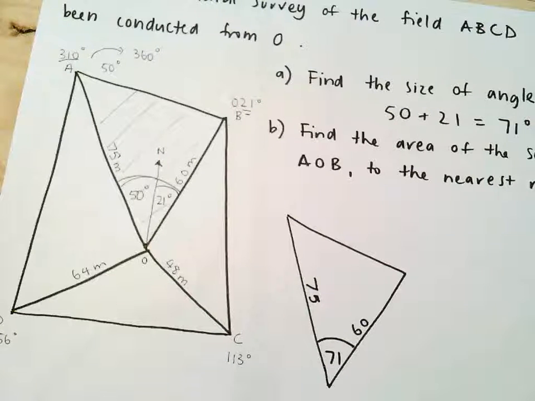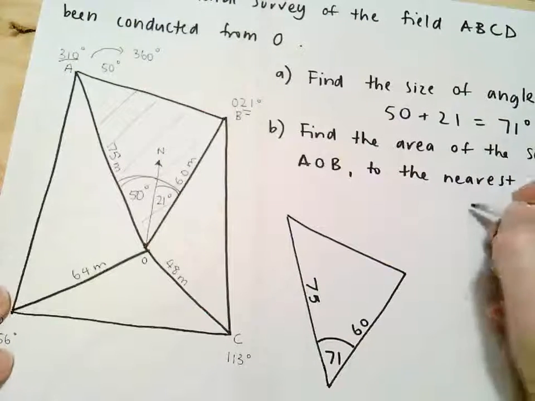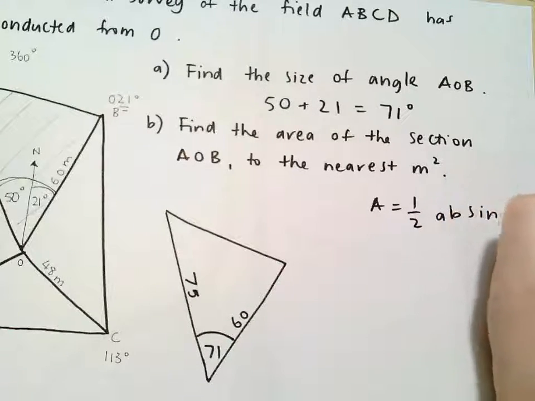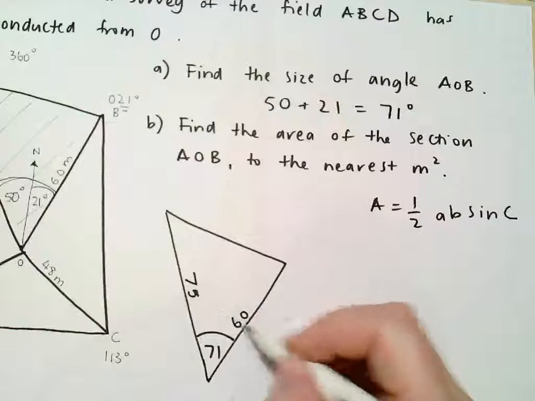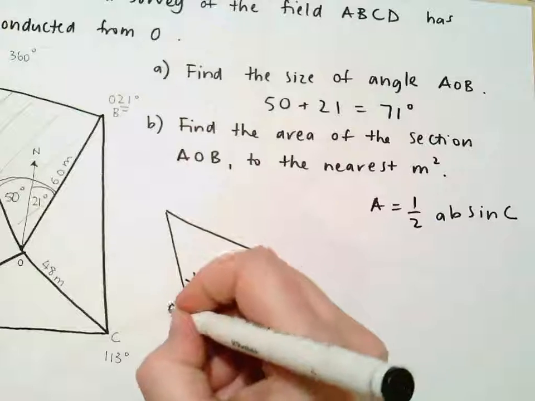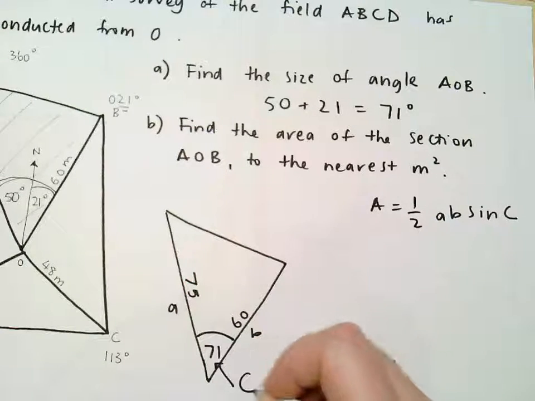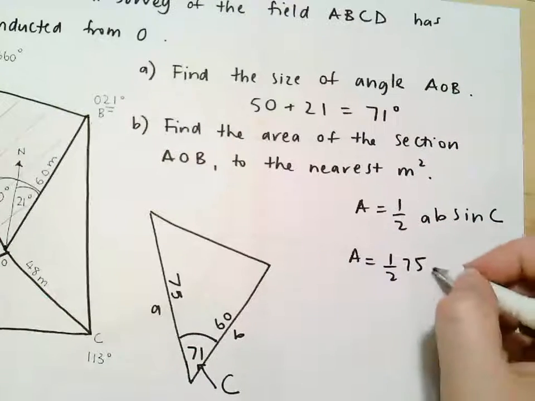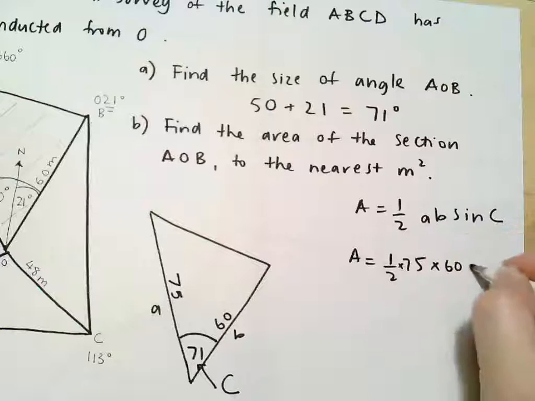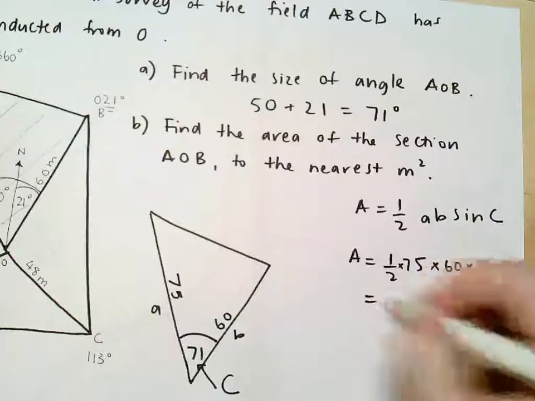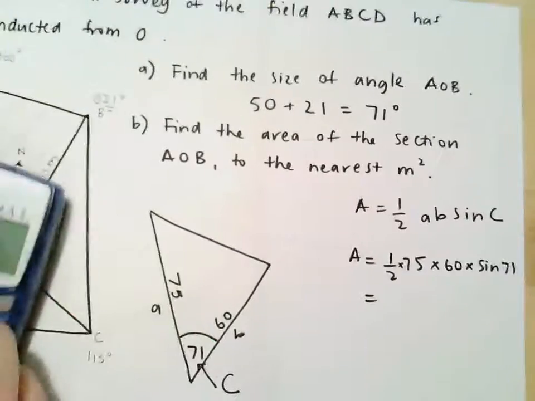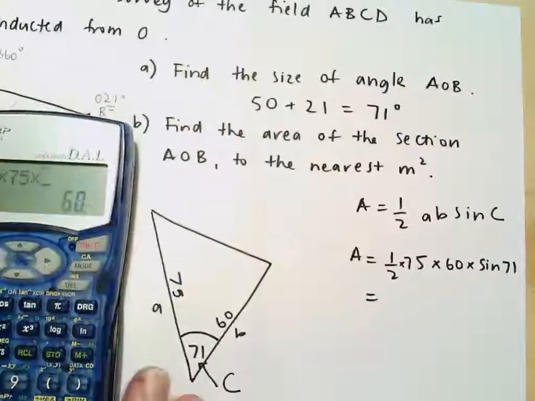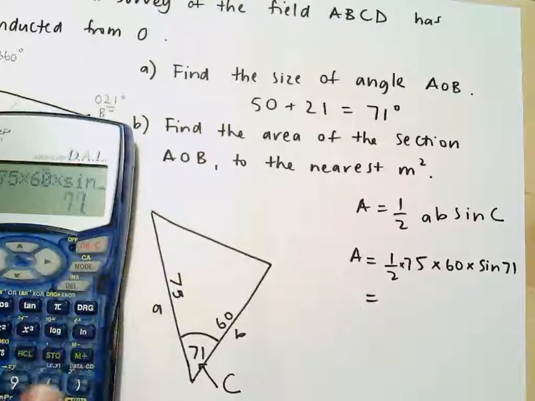Hopefully you went all right with that. Hopefully you recognised that you needed to use the area formula, half AB sine C, since you had the angle and the two sides either side of that angle. Again, it doesn't matter which one's A and B, and we know this is our C. So the area there is going to be half of 75 times 60, times sine of my angle, which was 71. So I'd whack that into my calculator. Half of 75 times 60 times sine of 71.